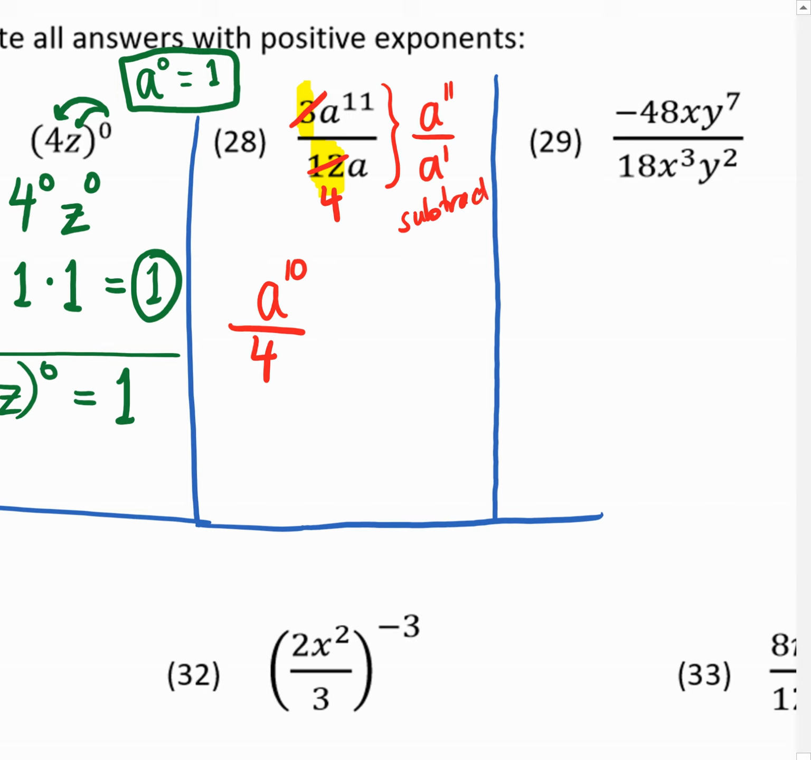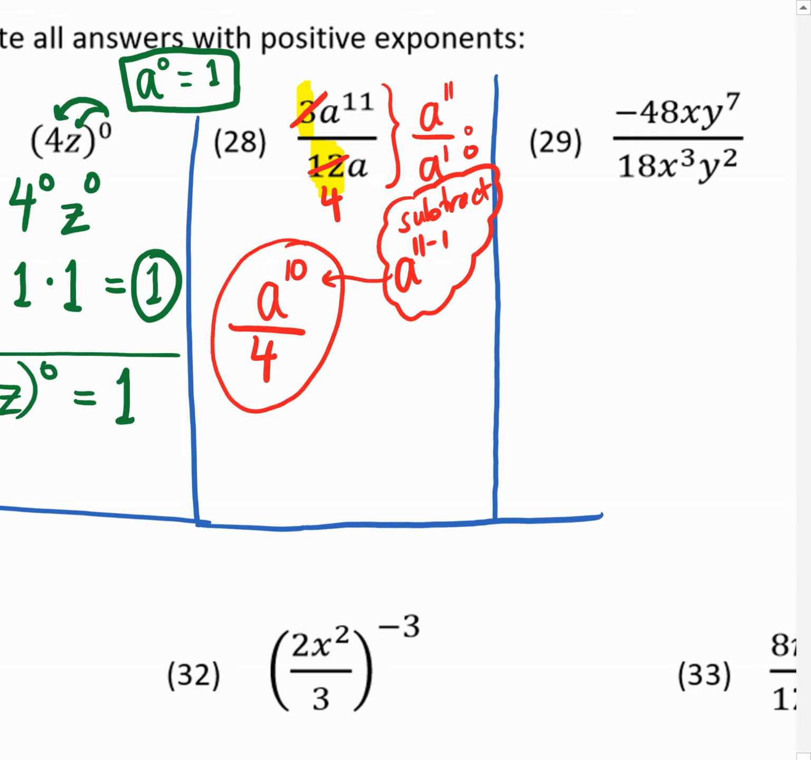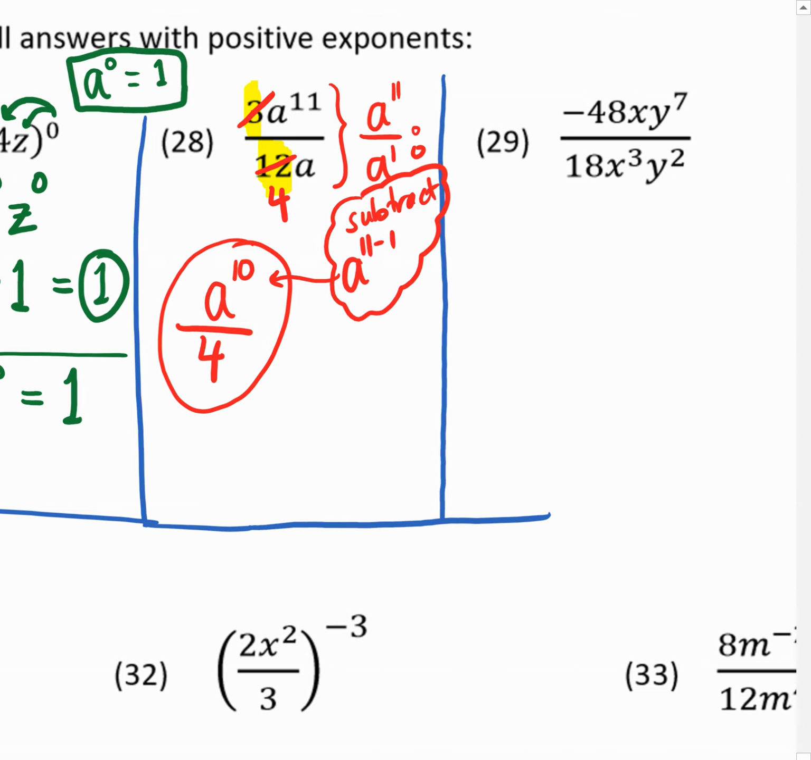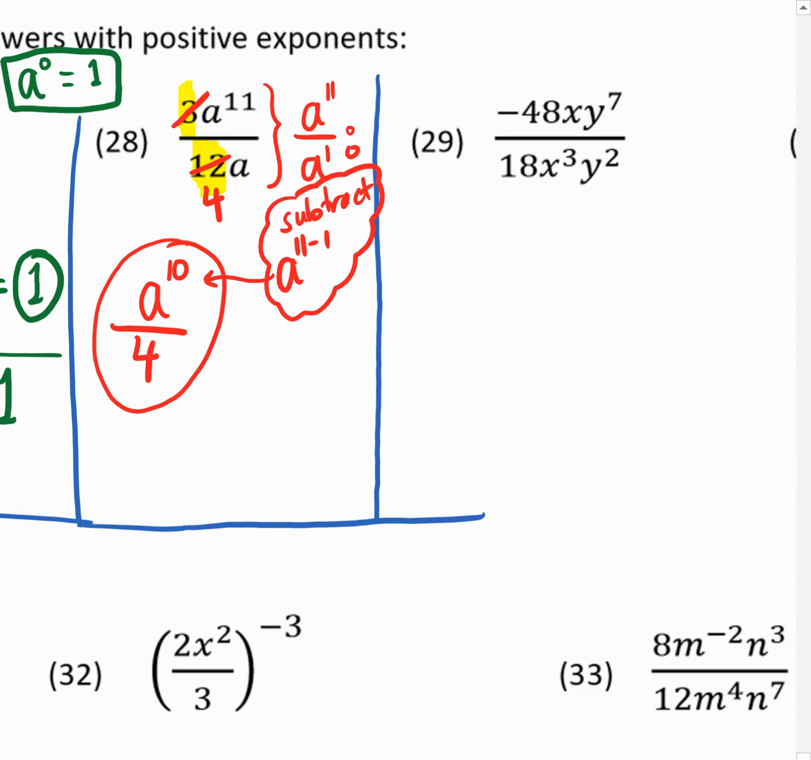Subtract. So I guess if you wanted to do an intermediate step, you could have said it's a to the 11 minus 1 power. You can either write that out explicitly or just do it in your head, kind of. There we go. And then the last thing, I just need to check, am I ending my problem with a negative exponent? No. Okay, so I'm good. I'm good to end right there.